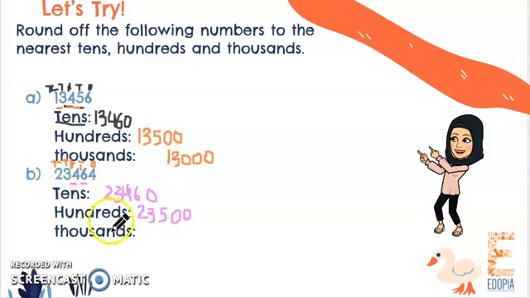Now let's round off the number to the nearest thousands. The digit in the thousands place value is 3. So my target number is 3 here. And the very next number, which is at the hundreds place value, is 4. Now 4 is less than 5. This means in this case I'm going to round down. So rounding down means I'm not going to change my target number. My target number would stay the same and the answer would be 23,000.